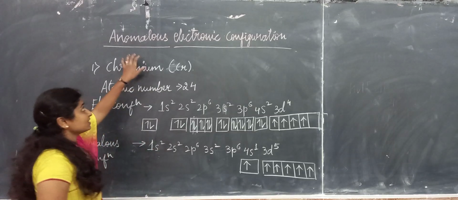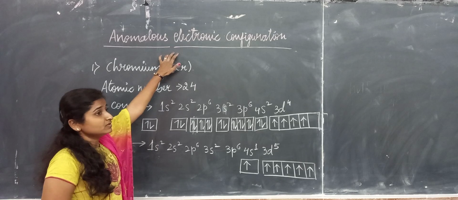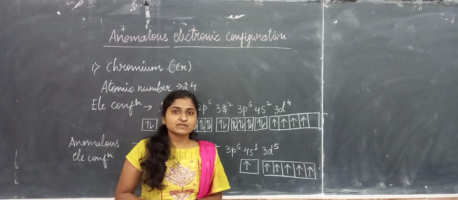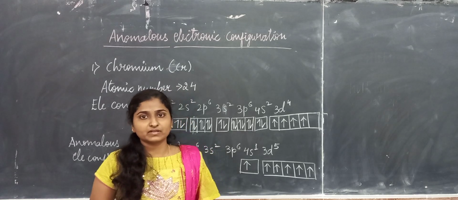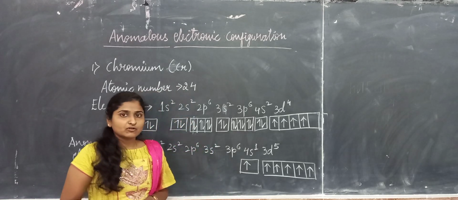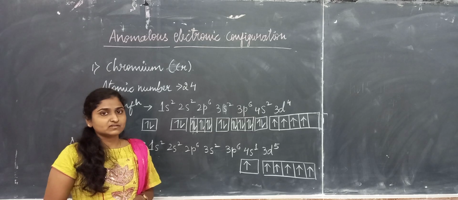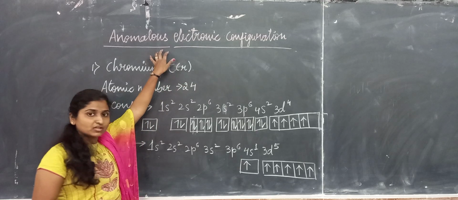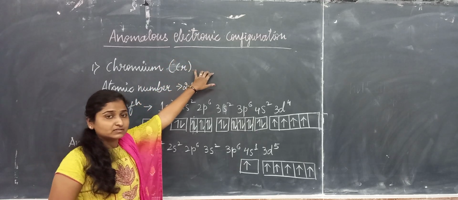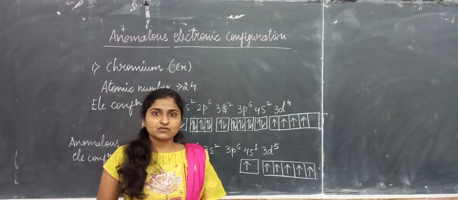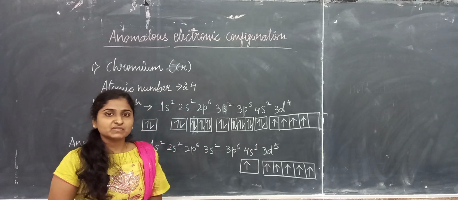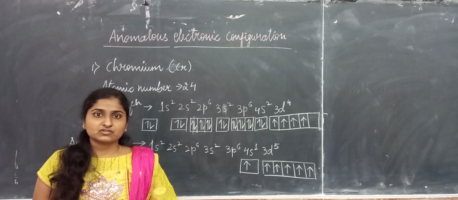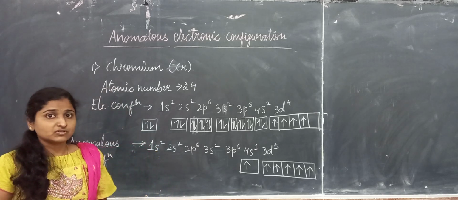The next topic we have is the anomalous electronic configuration. Here the electronic configuration of certain atoms differs from the expected or predicted configuration. Such electronic configurations we call anomalous electronic configurations. That is, the electronic configuration of certain atoms differs from the predicted or expected electronic configuration.